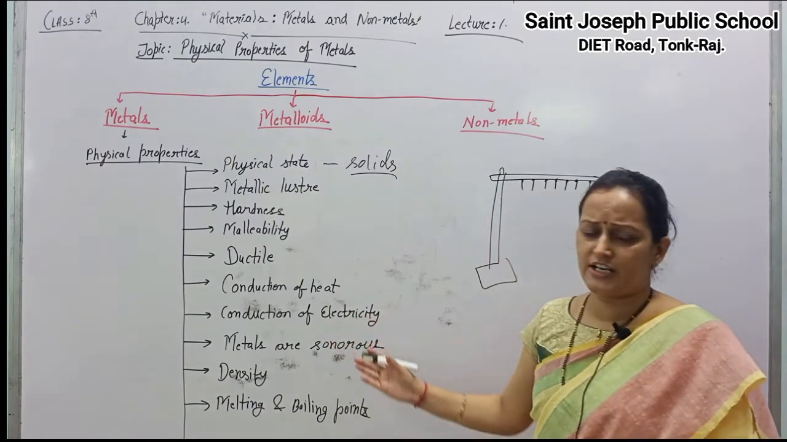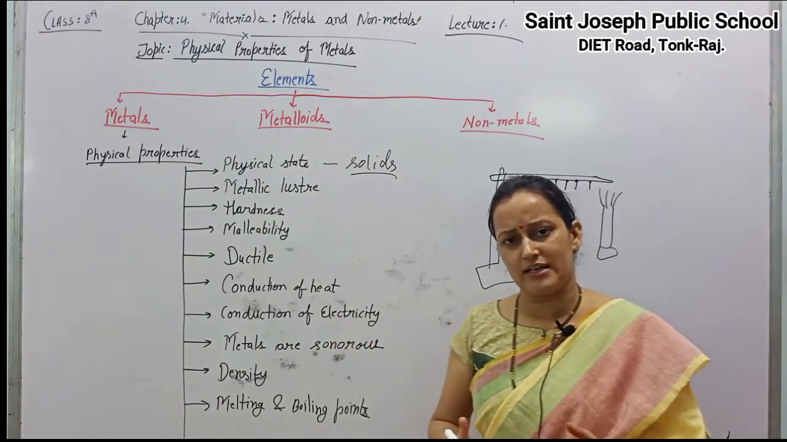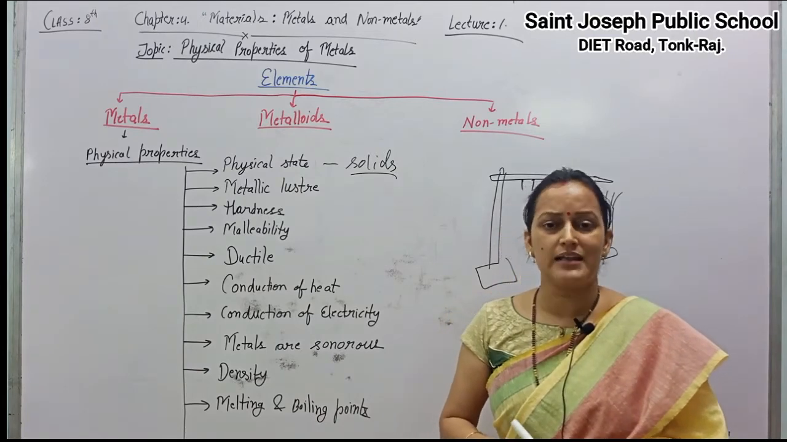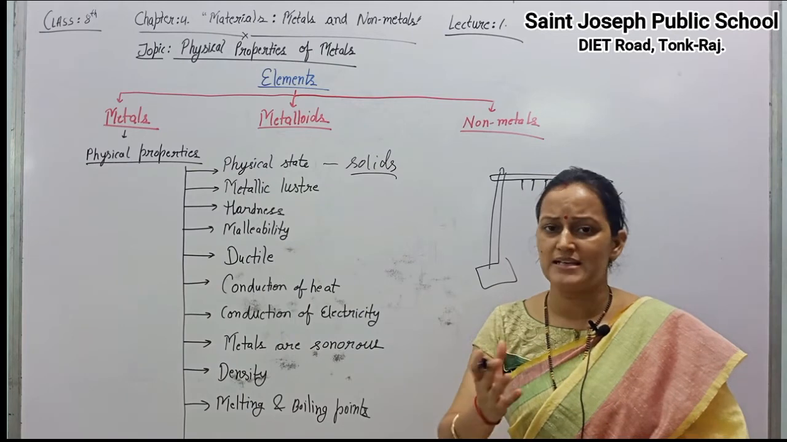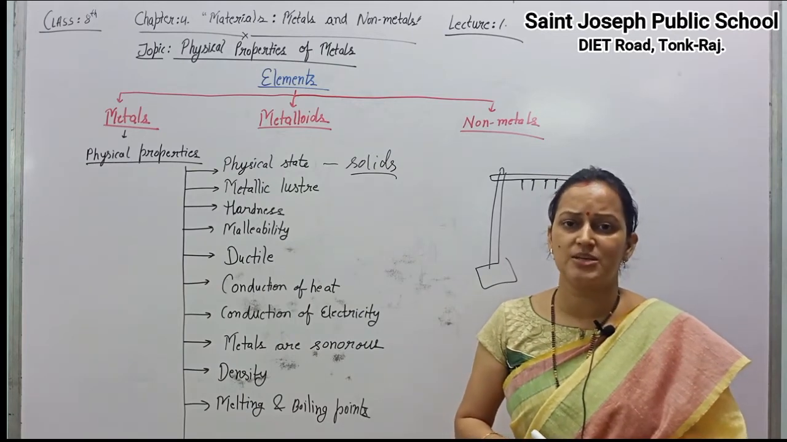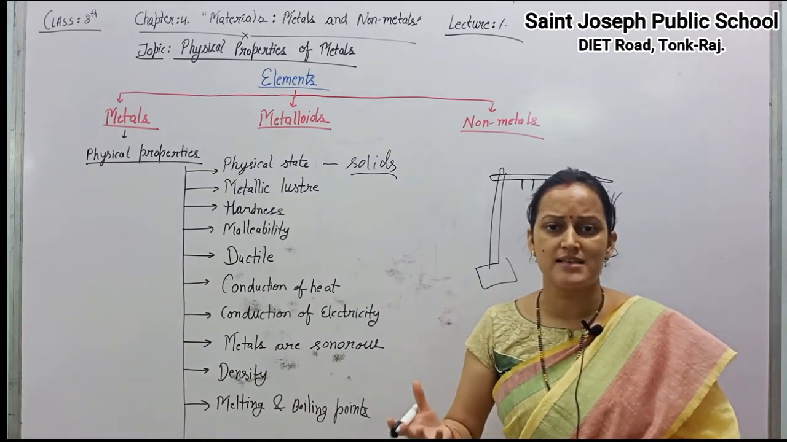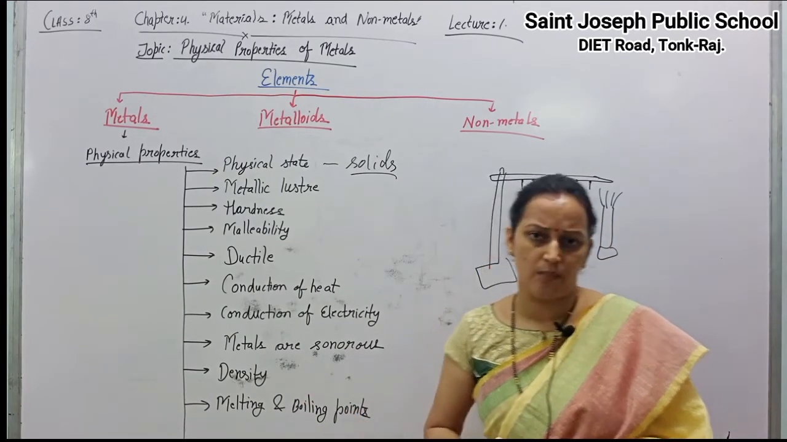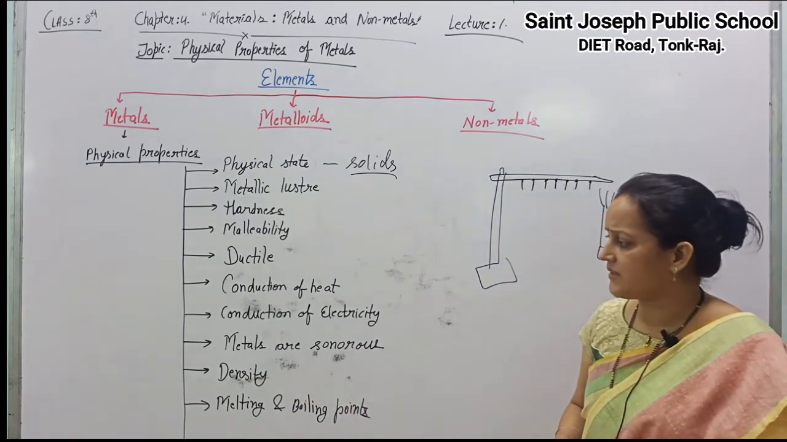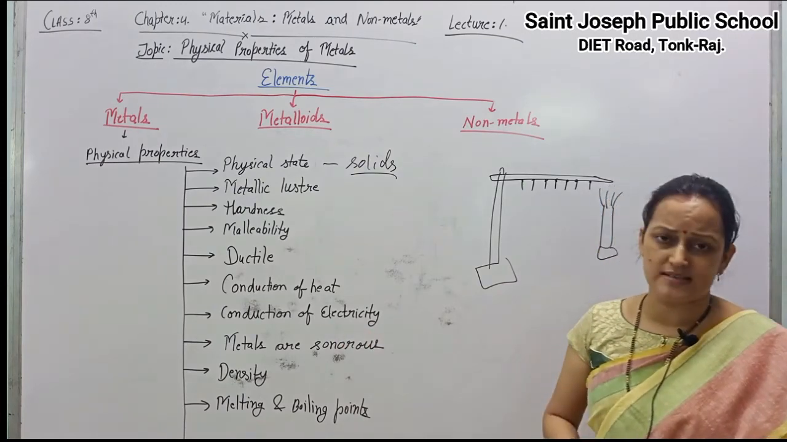In the same way, for conduction of electricity, metals are good conductors of electricity also, and that is the reason copper is the best conductor. Copper and silver are the best conductors of electricity. इसलिए जितने भी electrical supplies होती हैं, power supplies, उसमें generally जो wires use करते हैं, electrical wires, they are made up of copper. बात करते हैं next property, that is metals are sonorous.